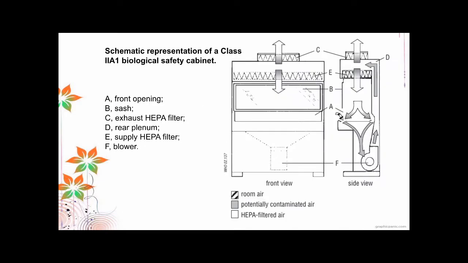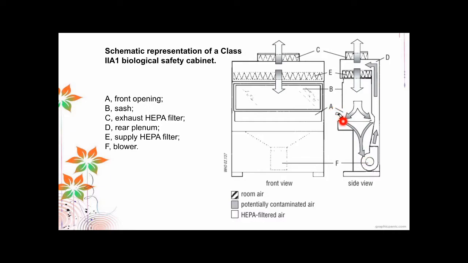So this is BSC class 2 A1. As you see, we have A1, A2, B1, B2. We will only be discussing some basics of class A1 here and B1. So here is your front opening, and your hand goes through here. The difference between BSC 1 and 2 is basically having your air curtain.